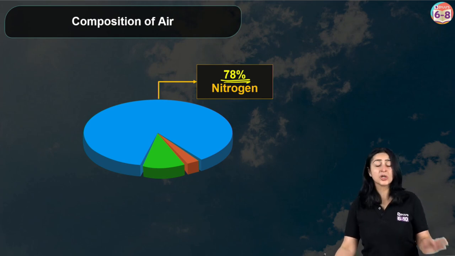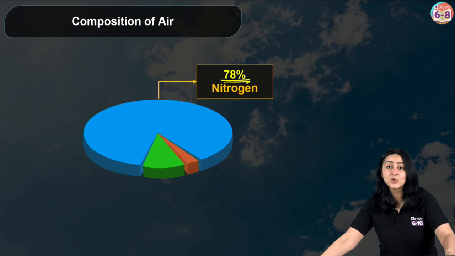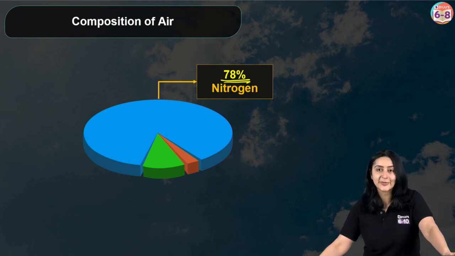But then what about oxygen? We know that oxygen is so important for us to breathe. We already spoke about this earlier, right? So oxygen is also present in the air. How much oxygen is present in the air?